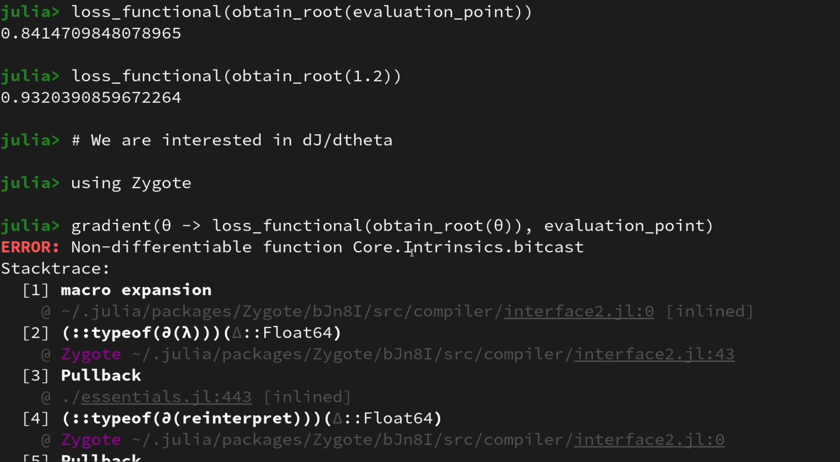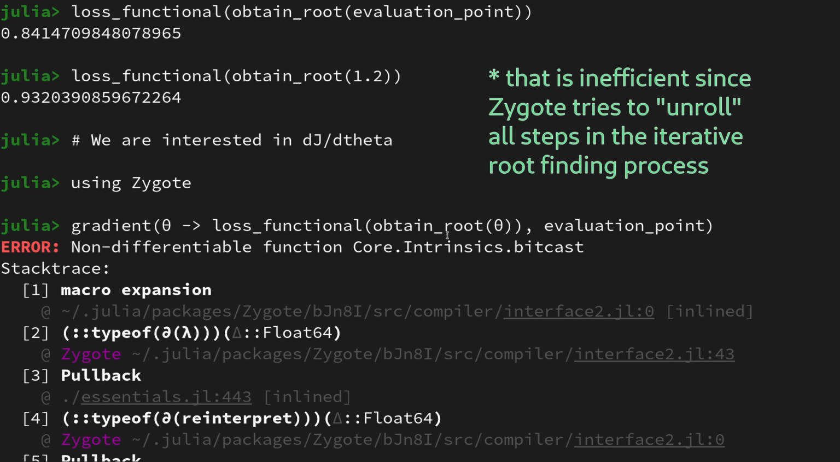The first issue is that Zygote is trying to go through all these steps downwards to really low-level Julia operations and trying to rewrite them in order to obtain a differentiable path to then get the gradient information. And by doing so, at a certain point, it fails. And on top of that, even if it worked, it would be rather inefficient because we are then trying to rewrite all the essential steps that are taken here.